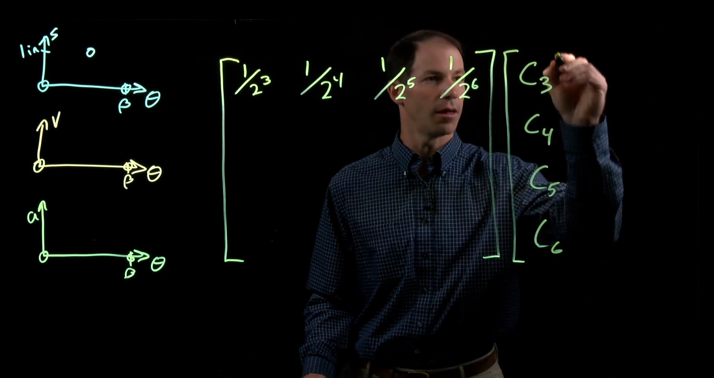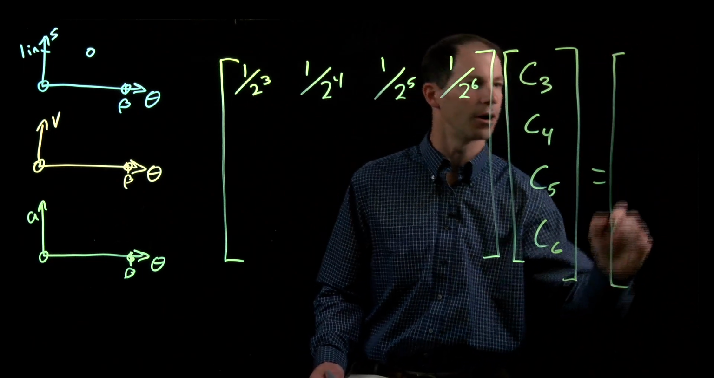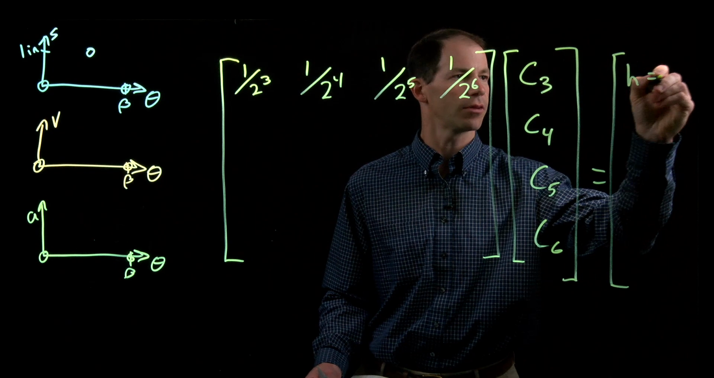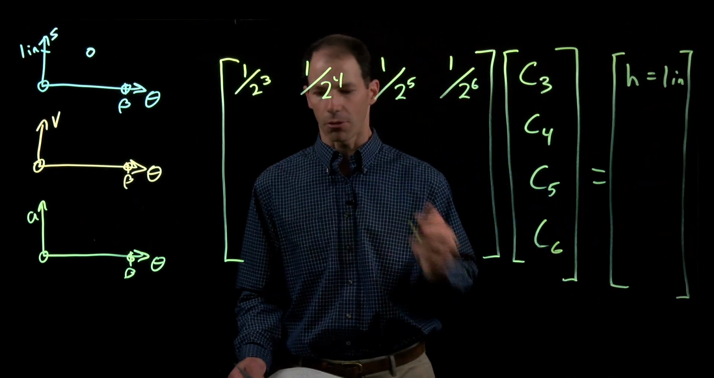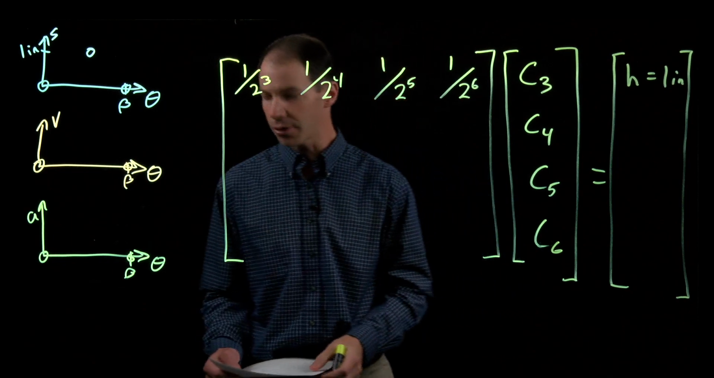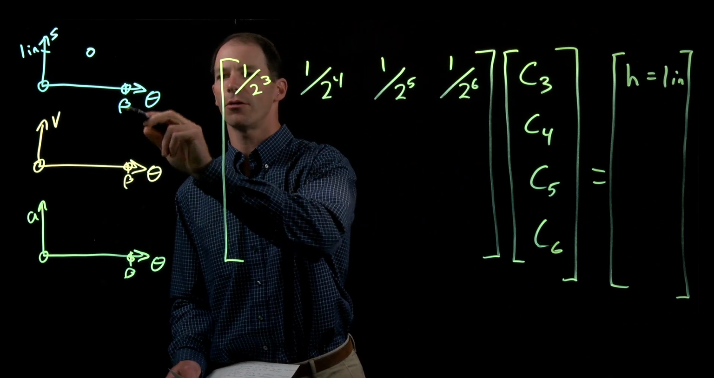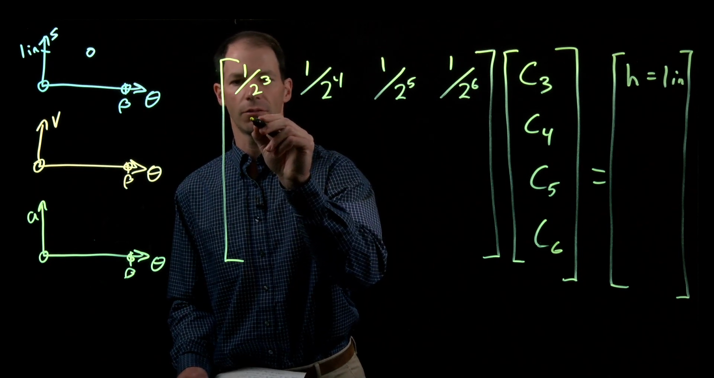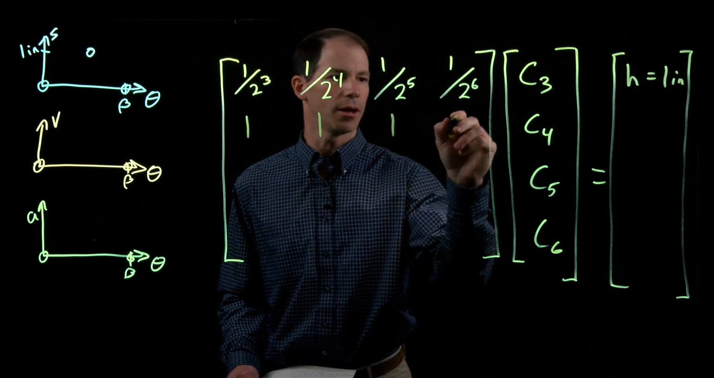C6. And these are then equal to, in this case, the lift that I want, which would be H, which is equal to 1 inch in this case. All right. So now let me tackle the other position boundary condition, which is a value of 0 at beta. So I have 1, 1, 1, and 1.